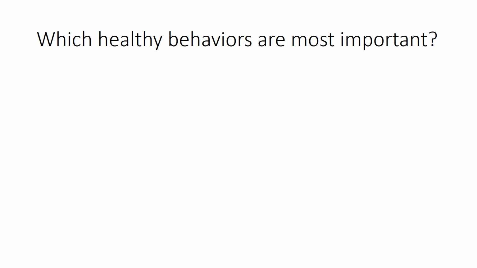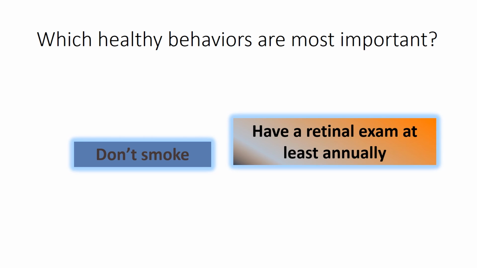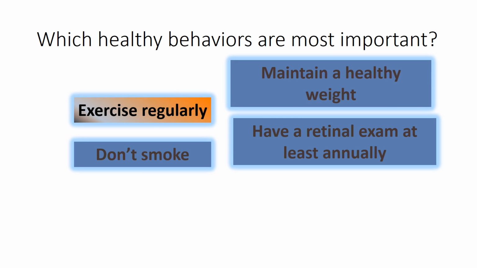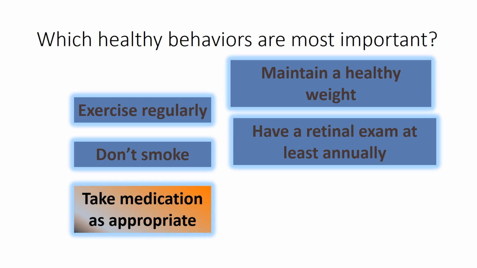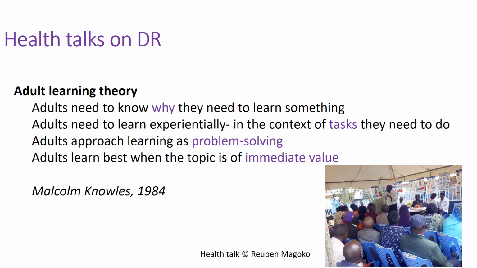A healthcare provider can also influence the behavior of the patient. Which behaviors are most important? This might be stopping smoking, having a retinal examination at least annually, maintaining a healthy weight, regular exercise, taking medication, eating a healthy diet, and checking blood sugar and blood pressure regularly. When we give health talks on diabetic retinopathy, we may want to talk about those healthy behaviors.